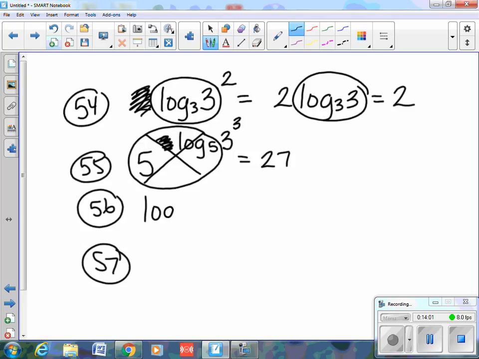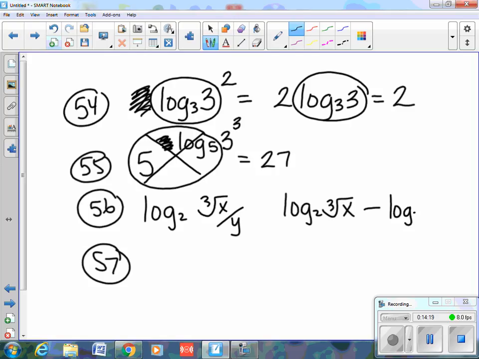Log a base 2 of the cube root of x over y. It's the log of base 2 of the cube root of x minus, because there's a division sign, the log of base 2 of y. This is the same thing as the log of base 2 of x to the 1/3 power minus the log of base 2 of y. And then the last thing you have to do on the test is take that little 1/3 and put it all in front.